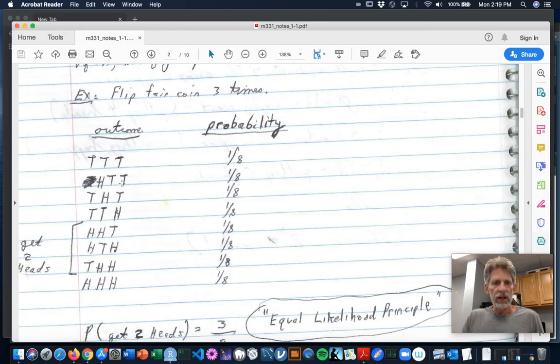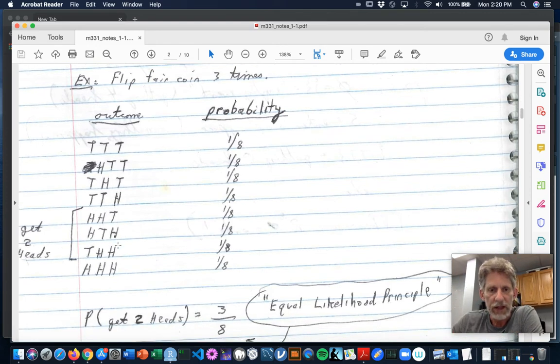So why am I doing this? Well, I'm thinking, it's a fair coin, so T or H is equally likely. So it would seem to me like each of these outcomes would be equally likely. And there's 8 outcomes, and together they make up the whole sample space, so I figure they should each be 1/8. So that's my intuition at work.